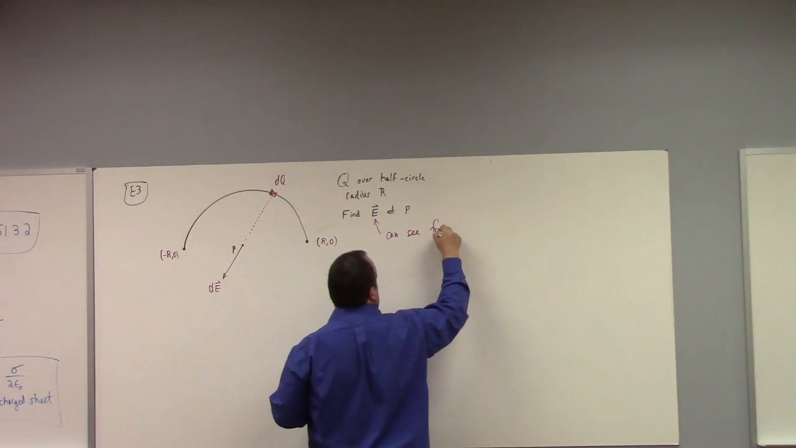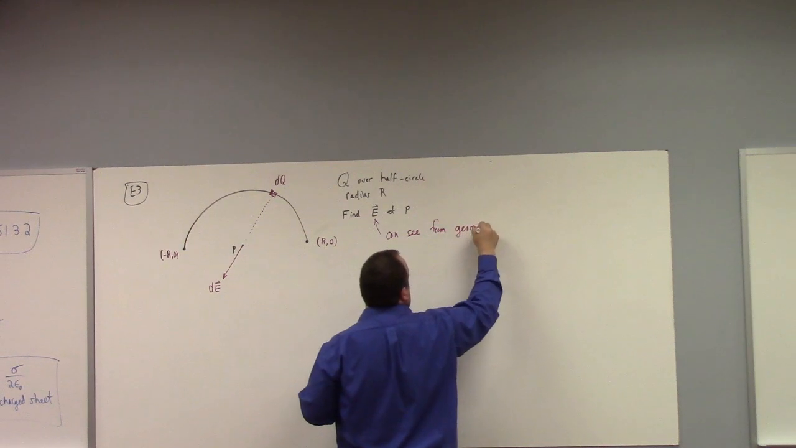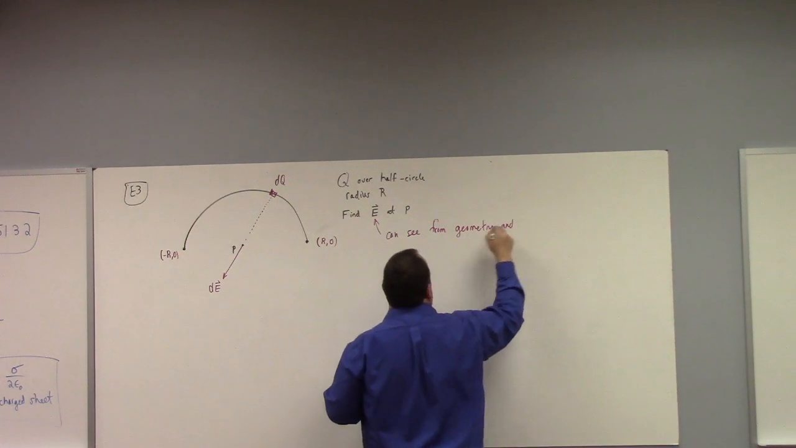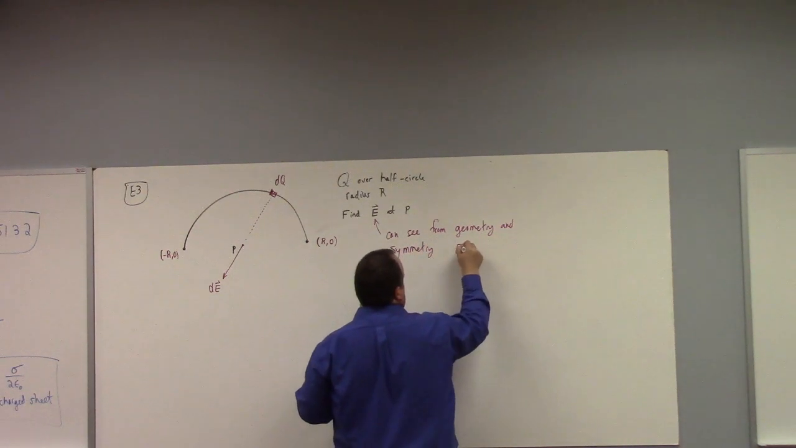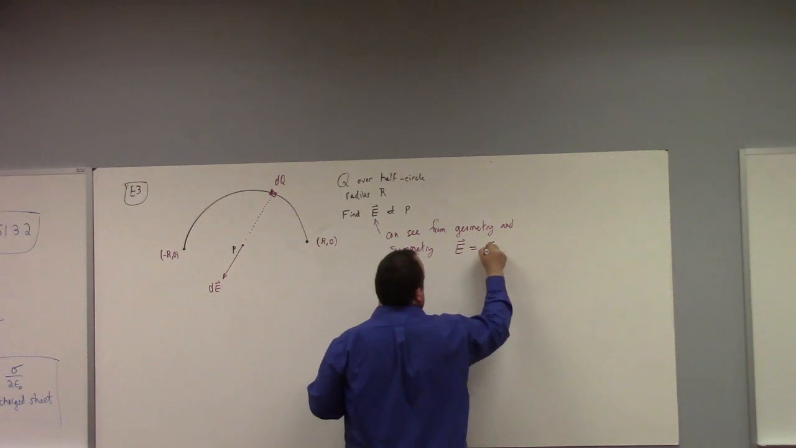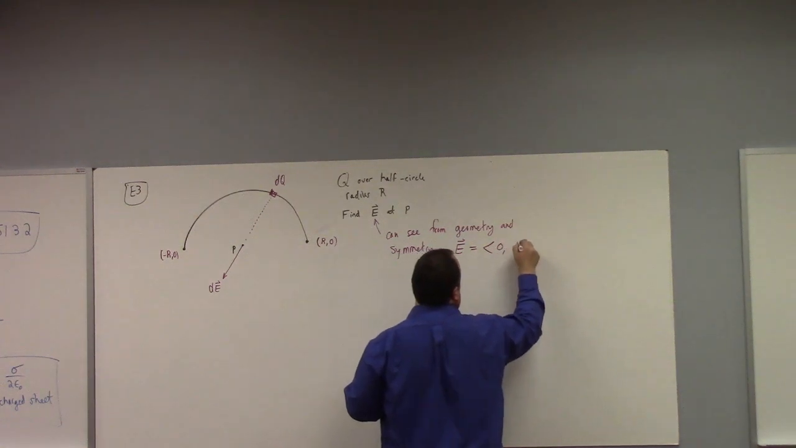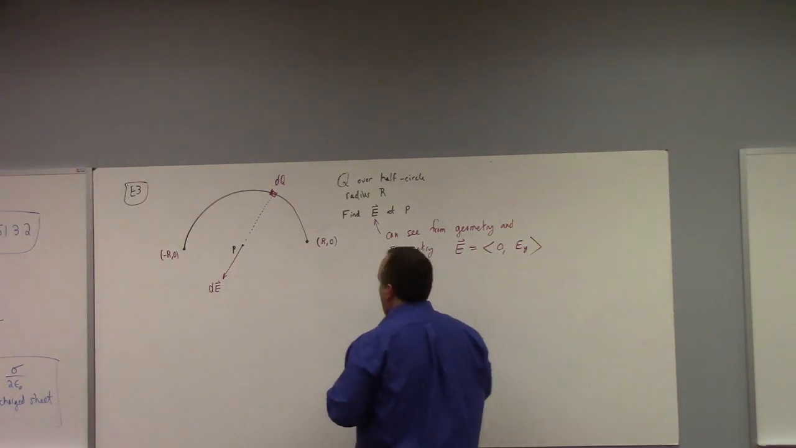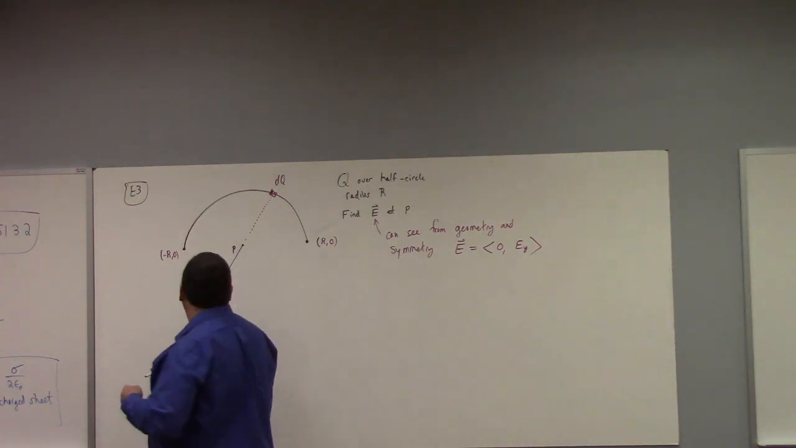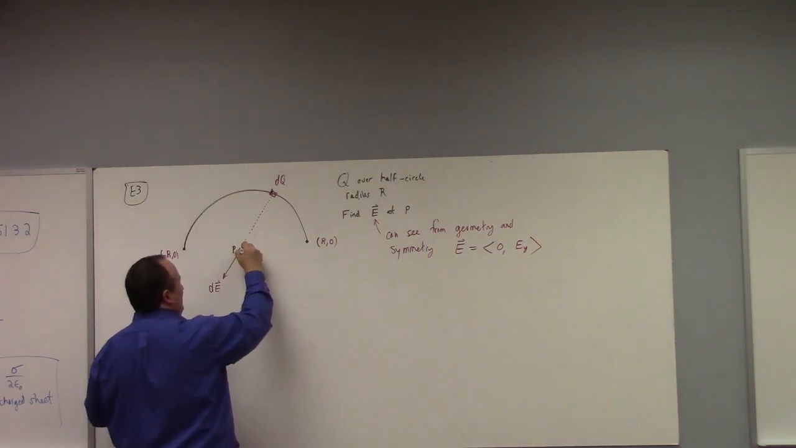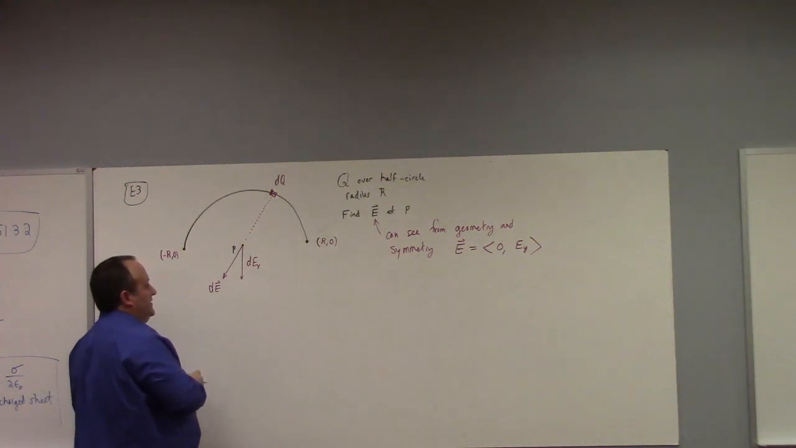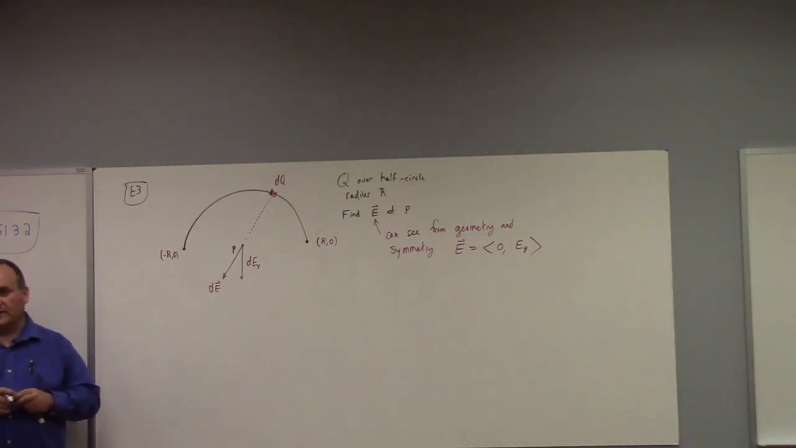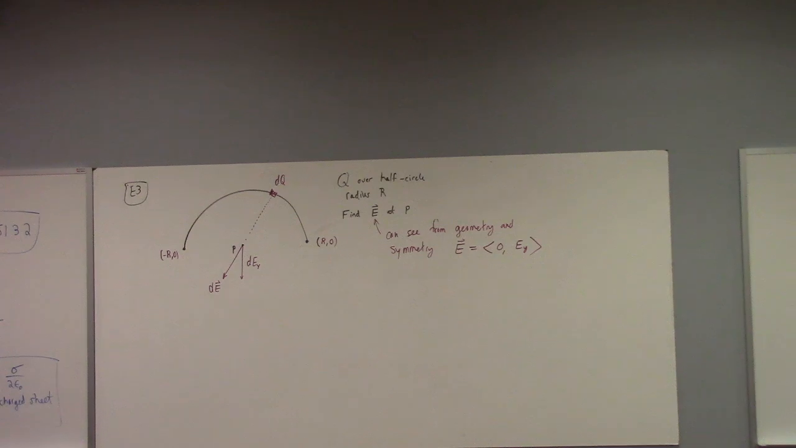So we can see from geometry and symmetry that the electric field has the form 0, comma, Ey. So I'm really interested in what this piece right here is. Here's my little dEy. I just need to figure out what that is and add those up.